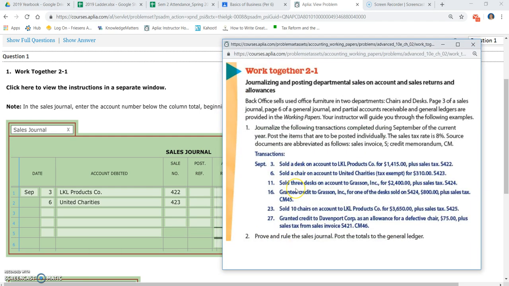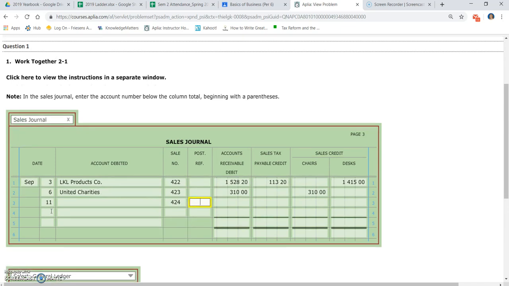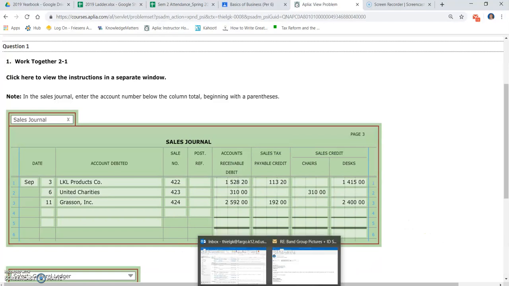Take a look at our next transaction. It says on the 11th, we sold 3 desks on account to Grasson Inc. for $2,400 plus sales tax. 424 is our sales invoice number. So let's go over here. We'll put the 11th in, and we'll put Grasson Inc., 424. Let's put our desks in first for our sales. That was $2,400 they bought for desks. Then we need to calculate our sales tax. Remember, 2,400 times 8%, and we end up with 192. We add those two together, and our total amount for Grasson is $2,592. I just realized I didn't type Grasson, or maybe it didn't work. Okay, so Grasson Inc. that was for.